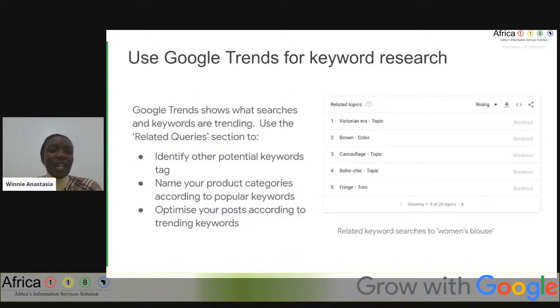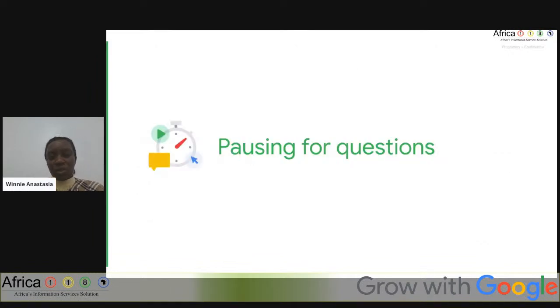And lastly, it can also help you with your keyword research. So you want to know which particular keywords, and maybe identify potential keyword tags. Maybe you want to name your product categories according to popular keywords. So you want to know how these keywords are performing, and you also maybe want to optimize your posts according to trending keywords. So that is just how you're able to use Google Trends.